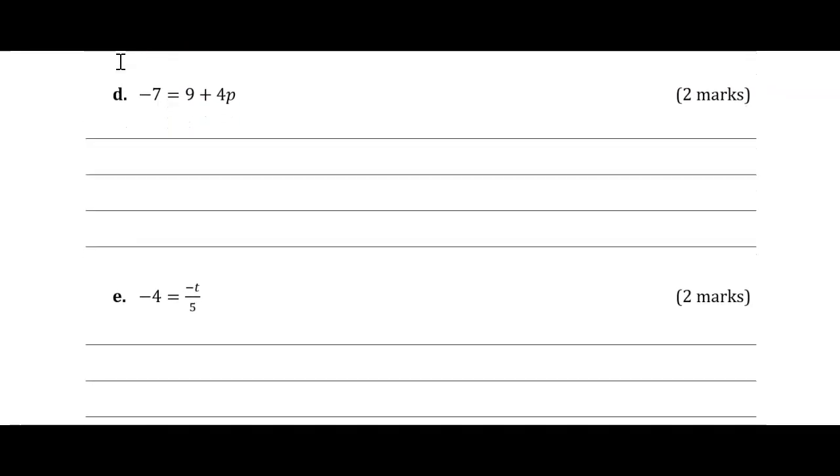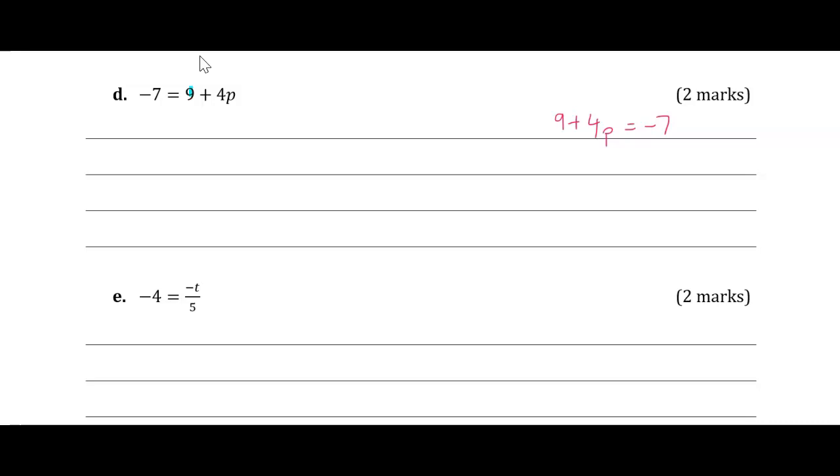All right, question D. This time we've got our unknown on the right-hand side, but you can still solve it the same way. If it helps, there's nothing wrong with switching sides, like I've just written over there. You can easily just do that if you don't want to deal with the unknown on the right-hand side, but I'm going to deal with it on the right-hand side.